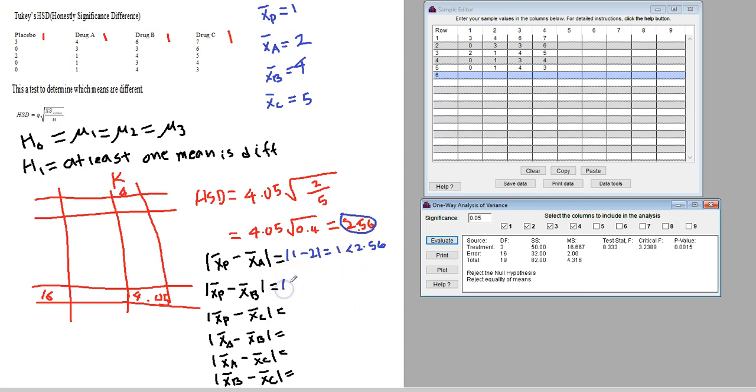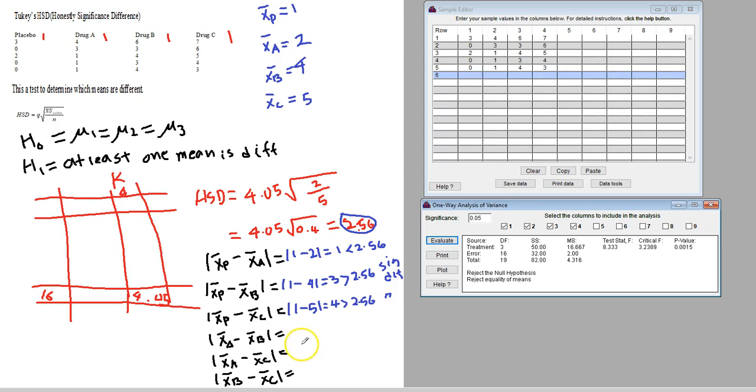So now, the placebo and drug B, which is a 4, the difference will be 3, which is greater than 2.56. That's a significant difference. And then the placebo and drug C. You got 1 minus 5, which is 4. And that's greater than 2.56. And this is also significantly different.